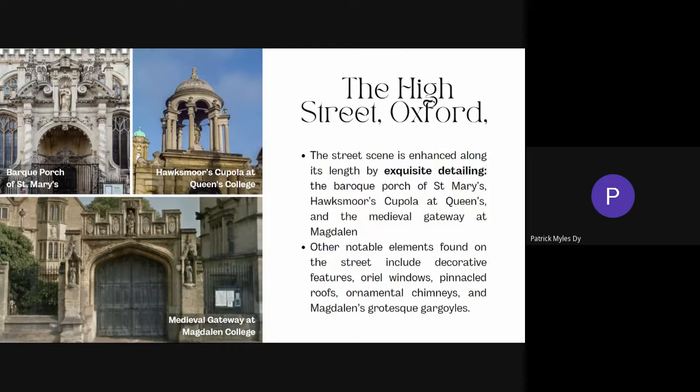So the street scene is also enhanced along its length by exquisite detailing. This is seen in the Baroque porch of St. Mary's, the Hawksmoor cupola at Queen's College, and the medieval gateway at Magdalen Bridge. And other notable elements found on the street also include some decorative features, oriel windows, pinnacled roofs, ornamental chimneys, and Magdalen's grotesque gargoyles. Next slide, please.